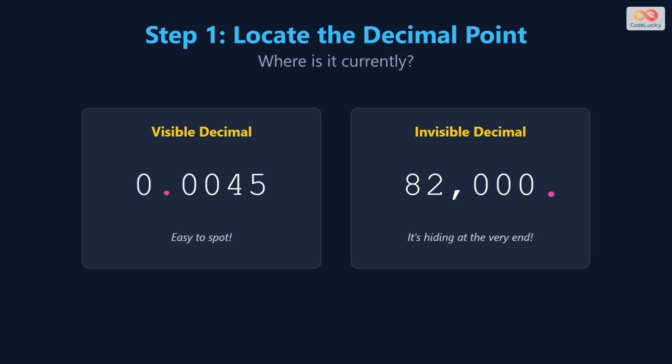Now, let's start the conversion process. Step 1 is to locate the decimal point. Sometimes it is visible, like in 0.0045, but often, like in 82,000, it is invisible. In those cases, remember that the decimal point is hiding at the very end of the number.